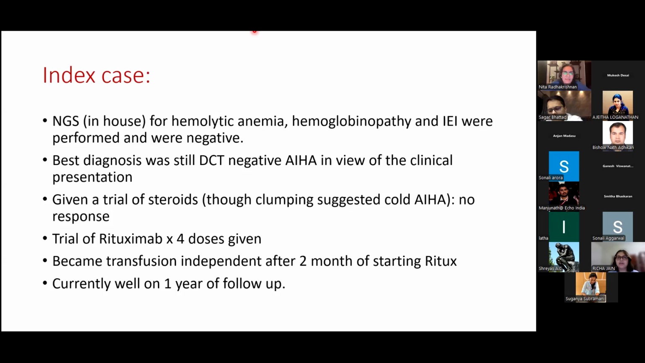Right. However, the amount of transfusions this child was requiring was reasonably unusual. So NGS was done in-house for hemolytic anemias, hemoglobinopathies, and inborn errors of immunity. Over the next 4 to 6 weeks, the results gradually came and they were all negative. So we were still stuck with her. This child was still requiring repeated transfusions, and our best bet was still a DCT negative AIHA, keeping in mind the clinical presentation and the investigations. So we gave a trial of steroids, as Dr. Neeta has mentioned. We did not see any response. A trial of rituximab, 4 doses, was given, and she has become transfusion independent and currently is well. We still don't have a definitive diagnosis, but the child is well.